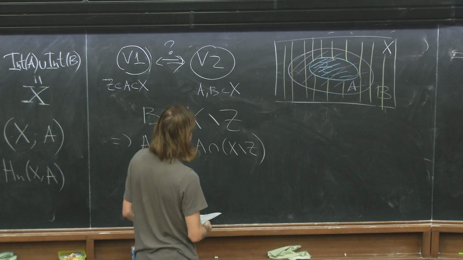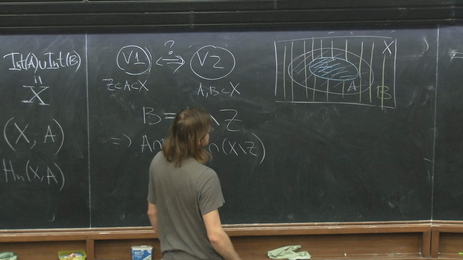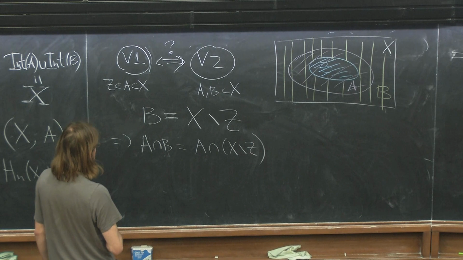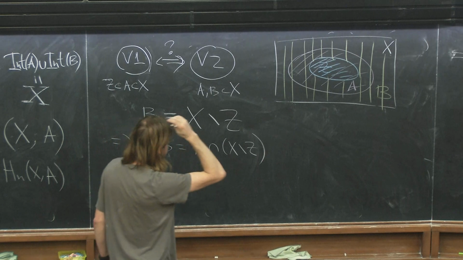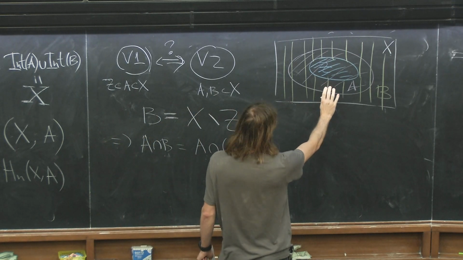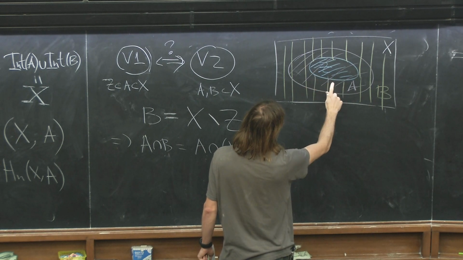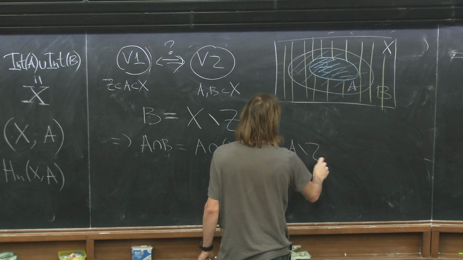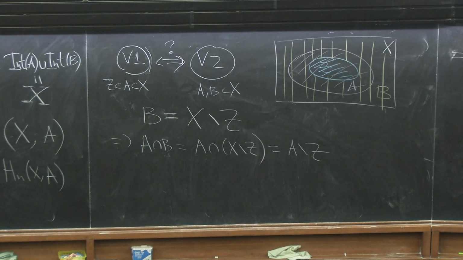Of Z in X, and then you clearly see that the intersection of A and this complement, sorry, what I want to say is that this intersection of B in A is the same as the complement of Z in A. This is indeed what we want, because we wanted to show that this guy here is the same as this guy here.